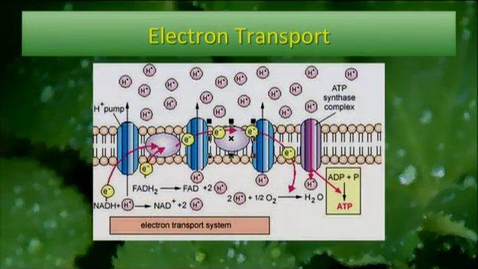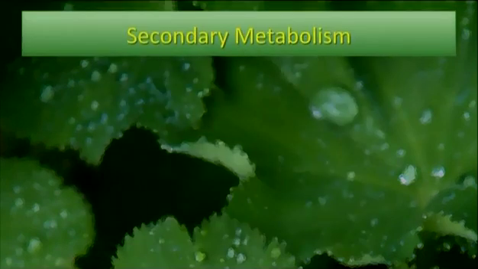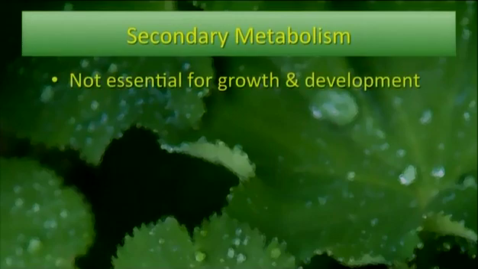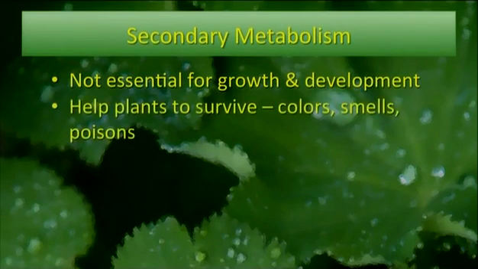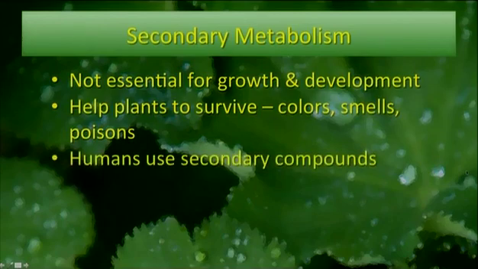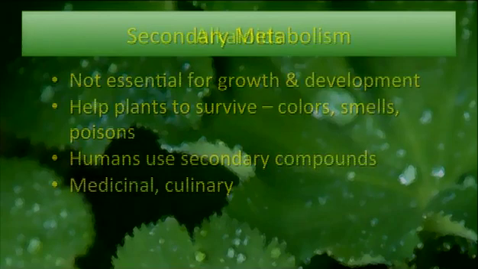So here you see the electron transport system once again. Now secondary metabolism. So we're on to another subject. Secondary metabolism produces substances that are not essential for growth and development, but they do help plants to survive. They're responsible for certain colors or smells or poisons that plants produce. So humans use these secondary compounds for medicinal and culinary uses. Many of them are very aromatic.